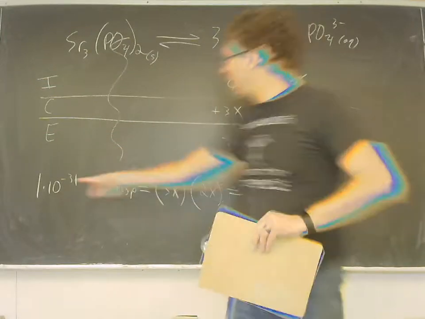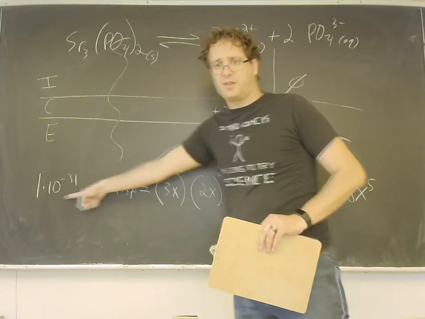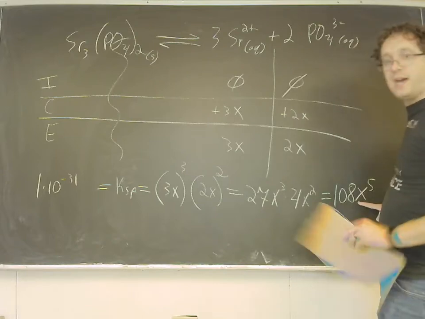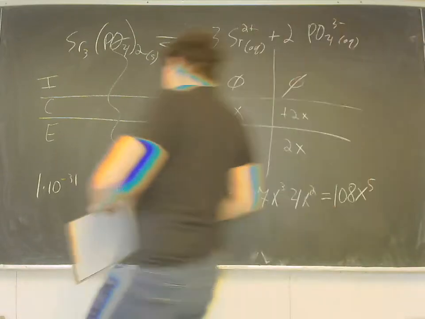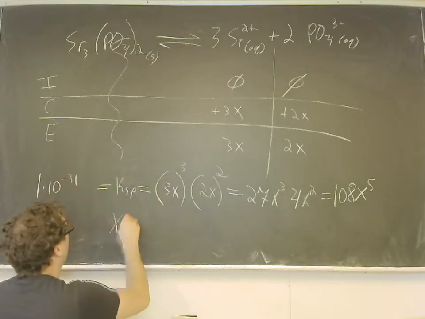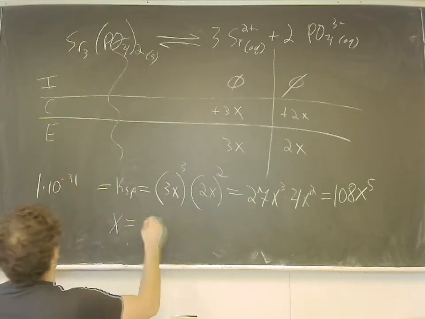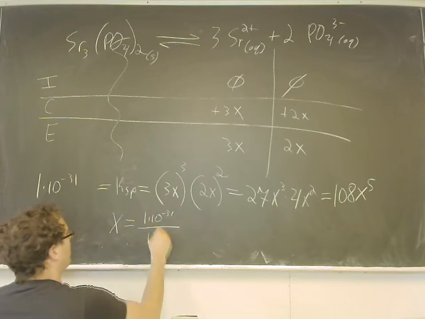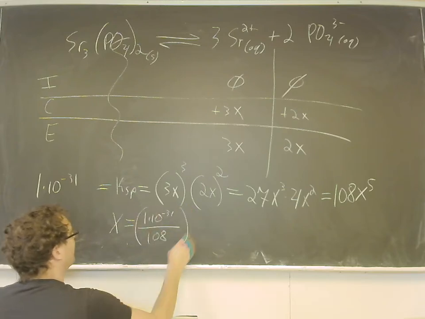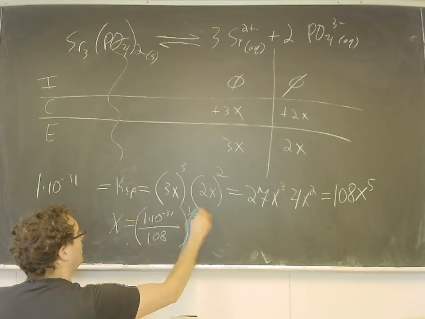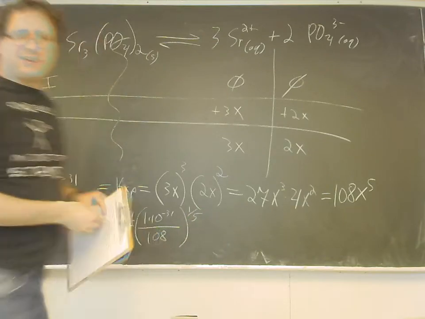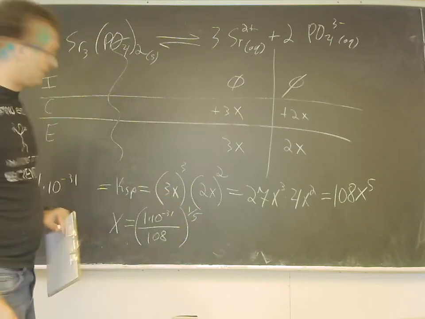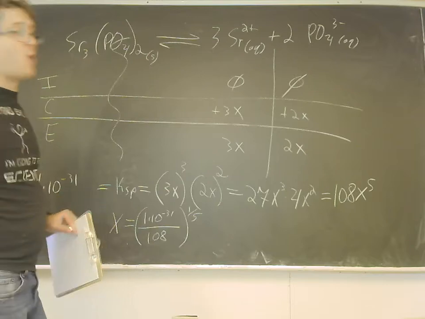Okay, so we can say that 1 times 10 to the negative 31st, the KSP, on this side, all the way over here, is equal to 108 times x to the 5th. So x is going to equal that KSP, 1 times 10 to the negative 31st, divided by 108. Then we're going to have to take the 5th root, which if you have a TI graphing calculator, there is an nth root button. But anyway, you may find it easier to just do this raised to the exponent of 1/5.